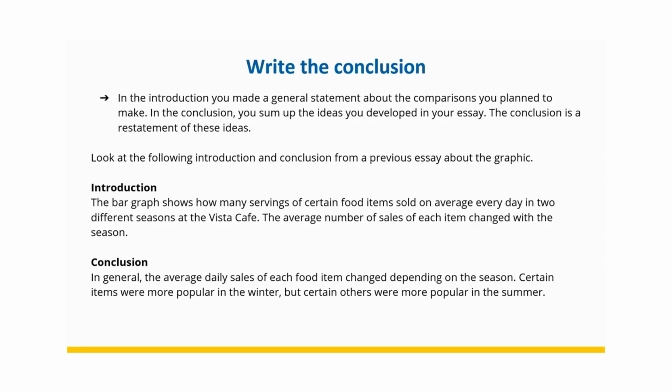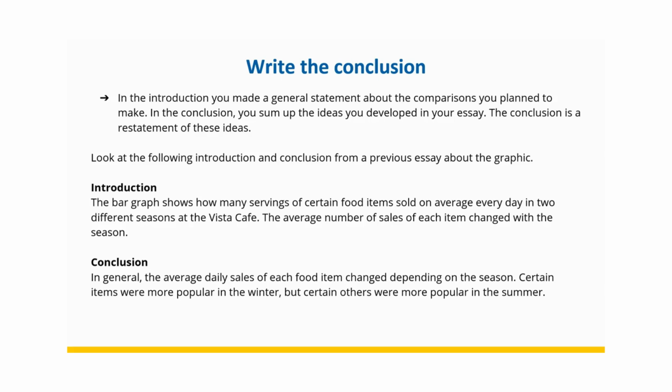Look at the following introduction and conclusion from a previous essay about the graphic. So as you remember, we had an introduction that contained 2 sentences, and here they are. The bar graph shows how many servings of certain food items sold on average every day in 2 different seasons at the Vista Cafe. The average number of sales of each item changed with the season.